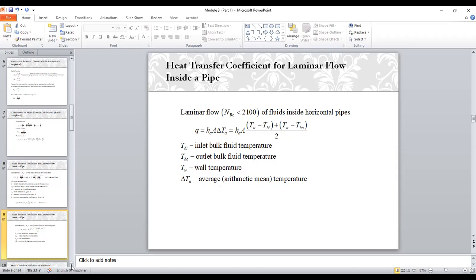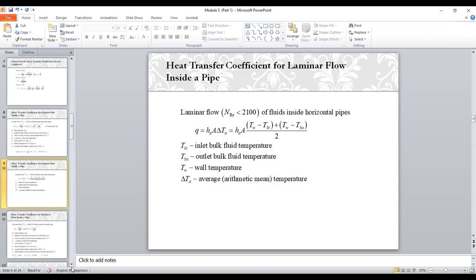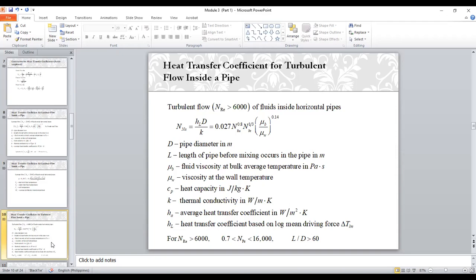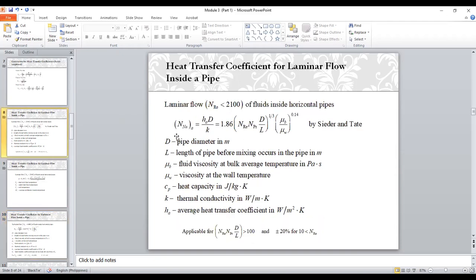Of course, we should have one for turbulent and something in between the two. So let's see. Now for turbulent flow, that is when the Reynolds number is greater than 6,000, this would be the Nusselt number equation that you will use. Very different. I will go back to my formula. Very different from the one that we have here by Sieder and Tate.